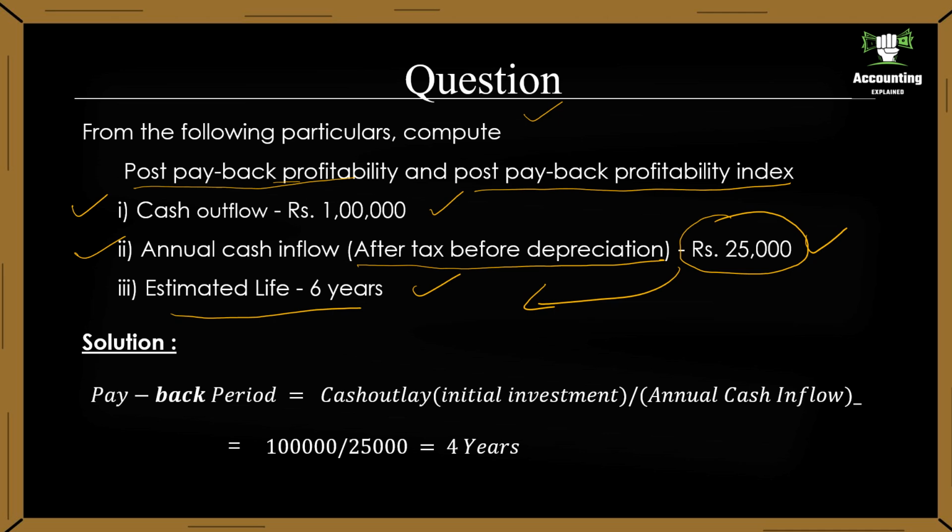First, to solve the question, we have to find out the payback period. Payback period formula is cash outlay or initial investment divided by annual cash inflow. So here what is initial investment? Initial investment is rupees 1 lakh. 1 lakh divided by 25,000, that is the cash inflow, is equal to 4 years as our payback period.